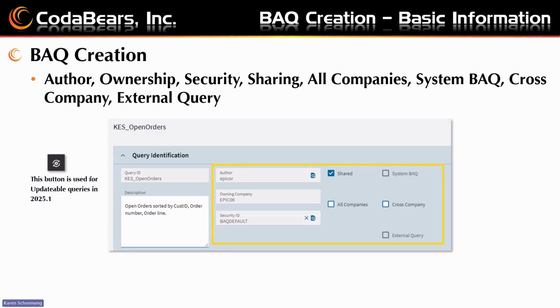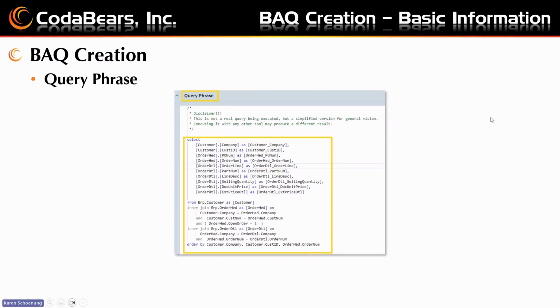The Updatable checkbox is not available in the version that I started this presentation on, which is 2024.1, not in the Kinetic version of BAQs, but it is in the classic mode. But it is available in 2025.1. So selecting this checkbox activates the sheets under the update tab for the query designer. And in 2025.1, they give you a new button on the side of the BAQ query creation that's used for updatable BAQs. And you use these sheets and panels that are available to indicate which fields will be available to update through this query.